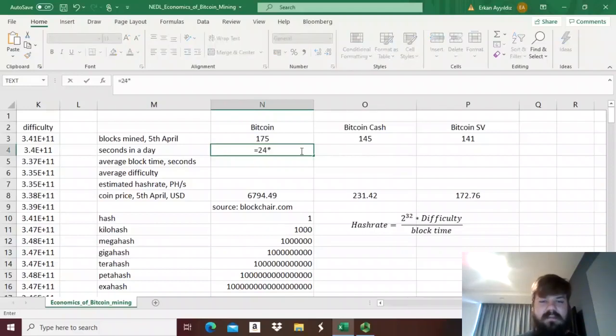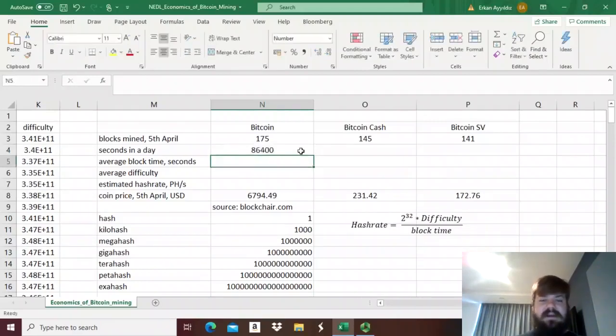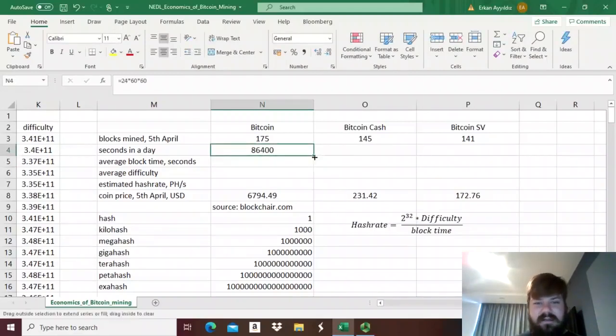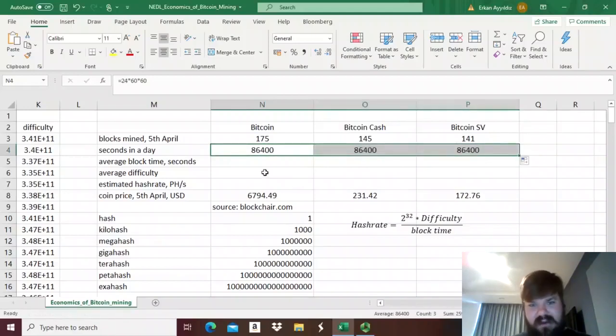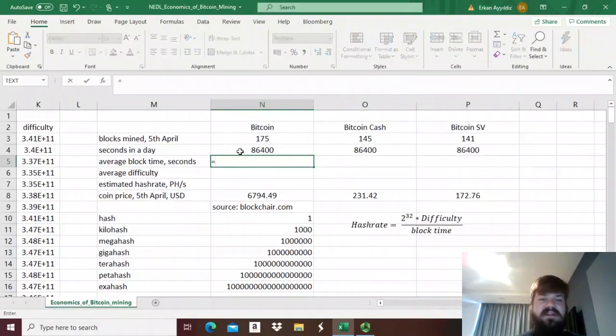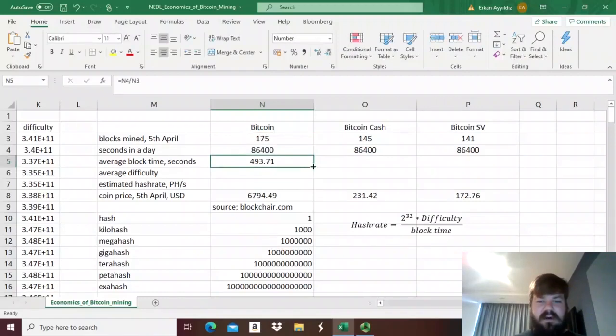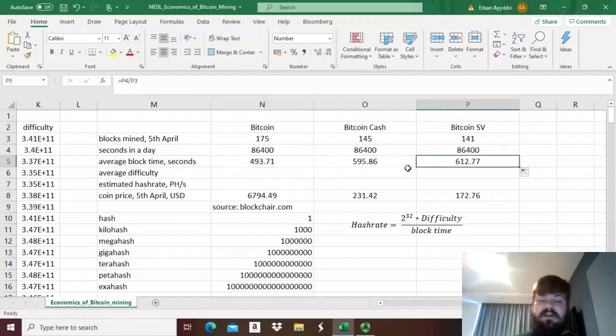Every day, every hour has 60 minutes, and every minute has 60 seconds in it. So overall, there are 86,400 seconds in a day. And that's the same for all three, obviously. Time passes universally. Average block time would be just the number of seconds within a day divided by the number of blocks mined on a particular day. So for Bitcoin, it would be slightly below 500 seconds. And for Bitcoin Cash and Bitcoin SV, that would be very close to the target of 600 seconds, or 10 minutes per block.